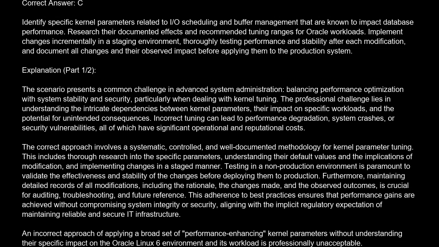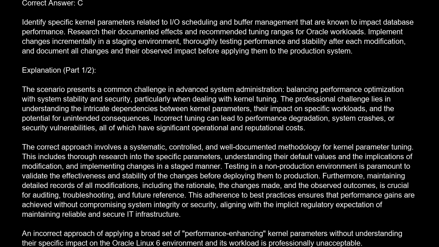The correct answer is C. Identify specific kernel parameters related to I/O scheduling and buffer management that are known to impact database performance. Research their documented effects and recommended tuning ranges for Oracle workloads. Implement changes incrementally in a staging environment, thoroughly testing performance and stability after each modification, and document all changes and their observed impact before applying them to the production system.